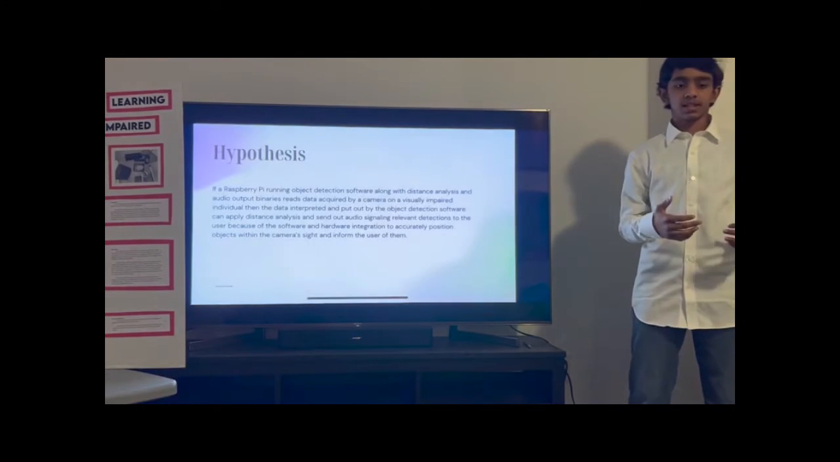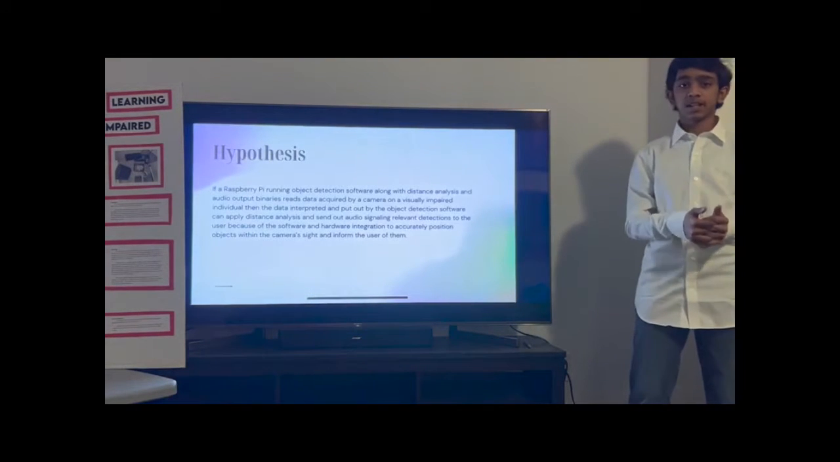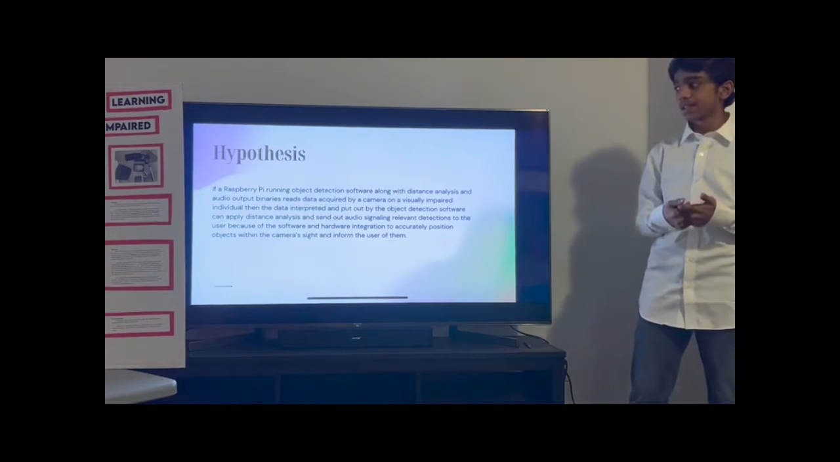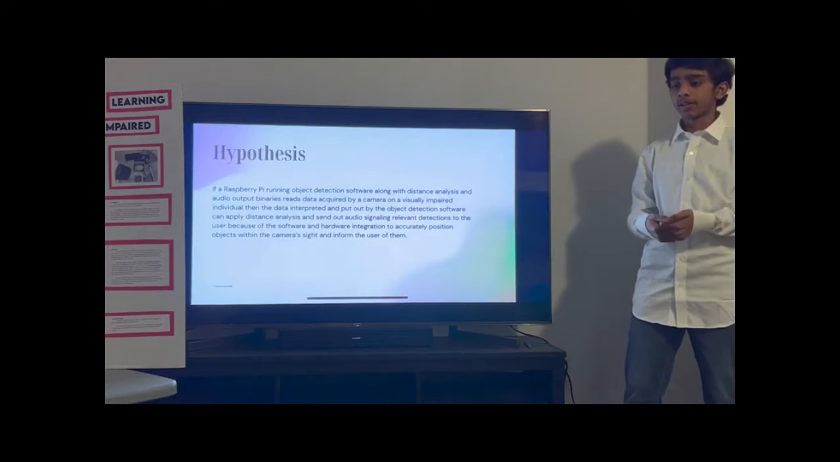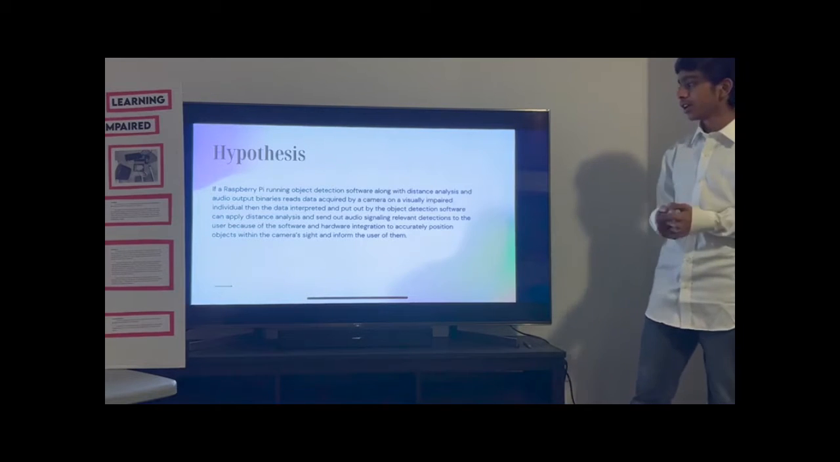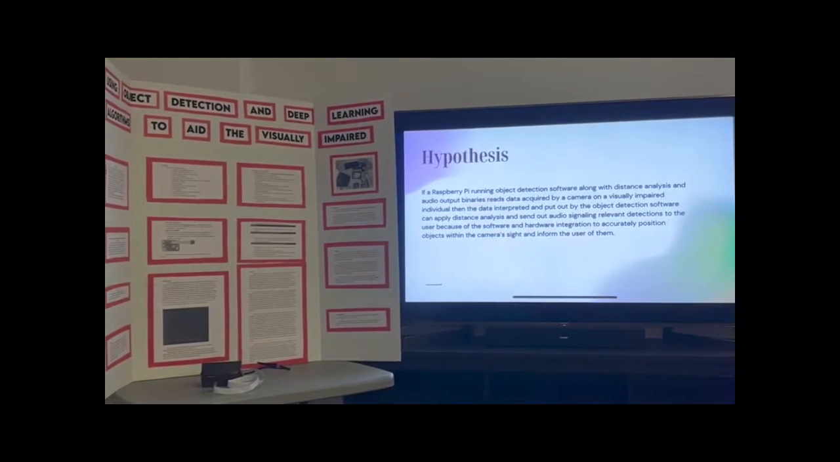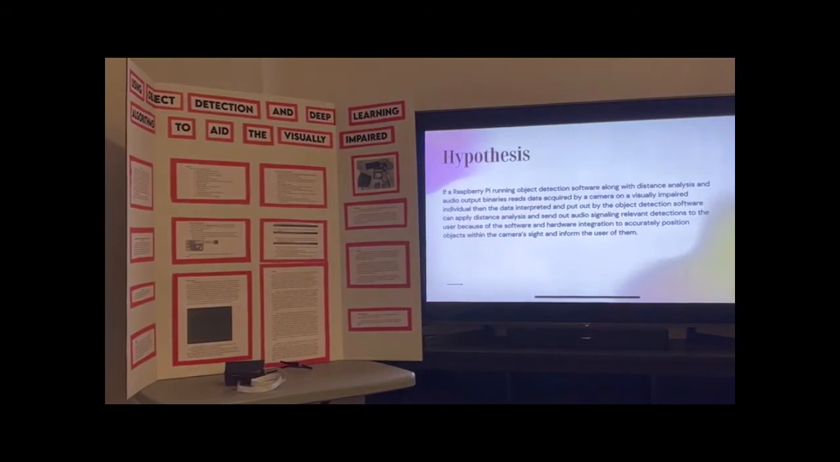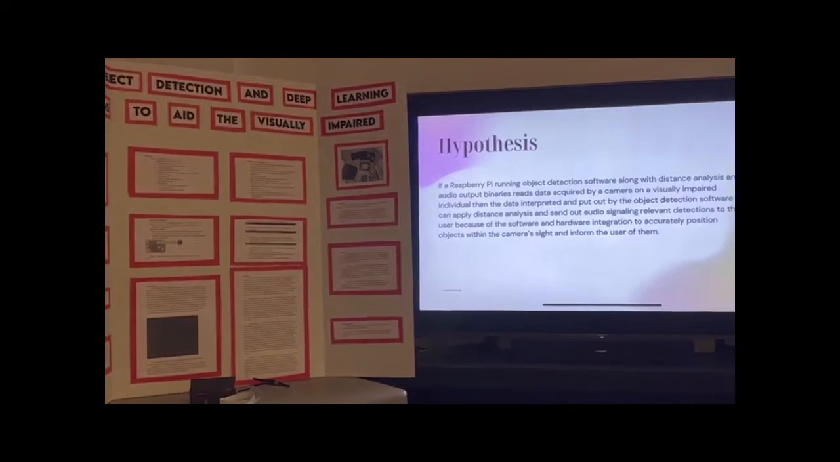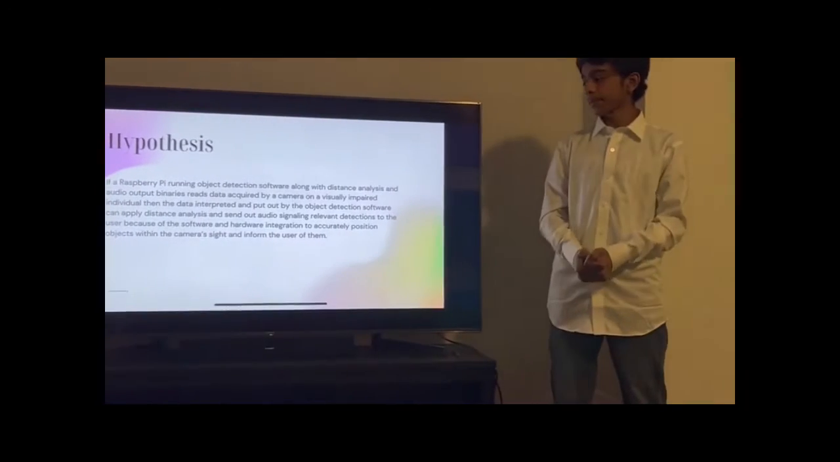So my hypothesis is, if I have a Raspberry Pi running object detection software along with distance analysis and audio output, the data acquired by a camera that's on the user should be able to apply those object detection and distance analysis and give an audio output of relevant information to the person with visual impairments.